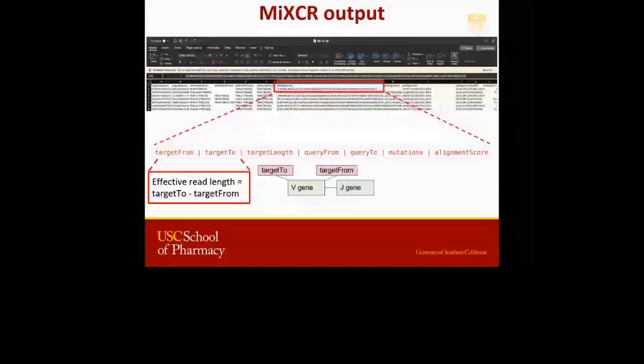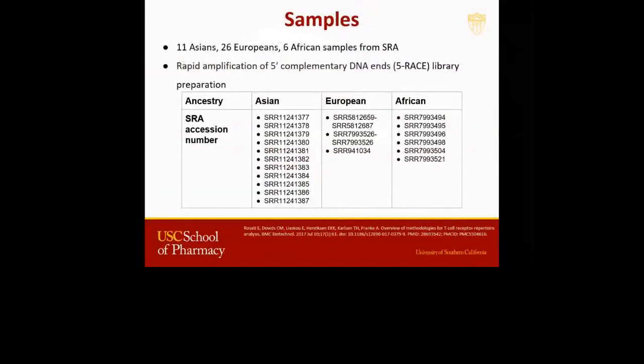And for our current analysis, we just take 11 Asian samples, 26 European samples, and 6 African samples to run MiXCR and just try to compare the mismatches. And these are their SRA accession numbers here.